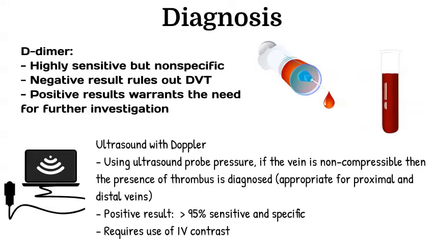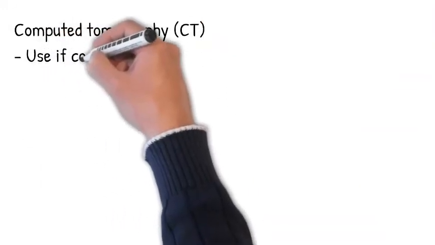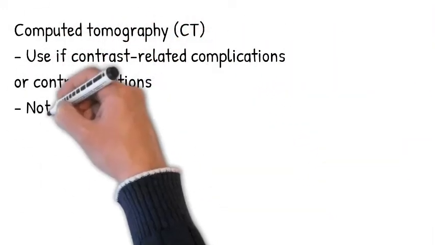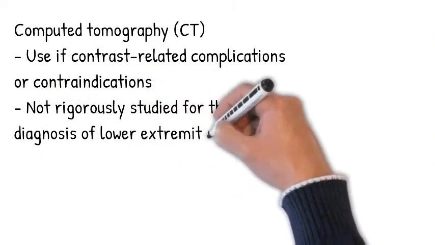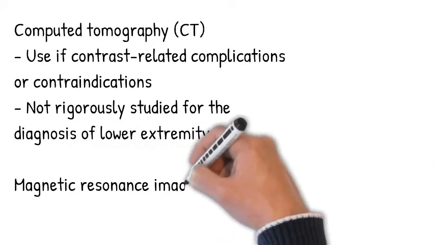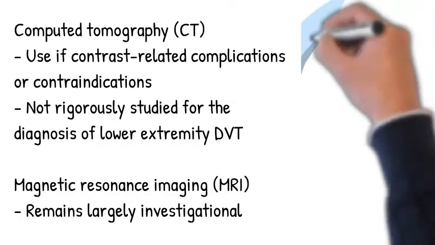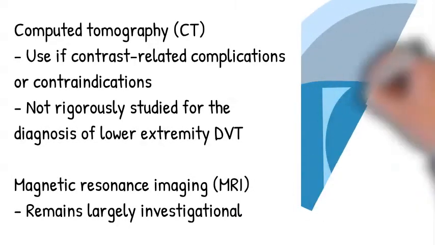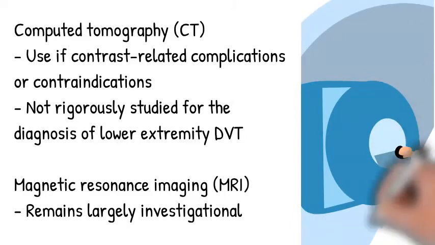We may be able to do a CT scan, which is computed tomography, but this is not rigorously studied for the diagnosis of lower extremity DVT. So that's the downside. The third option, which is actually not even very frequently utilized, is an MRI or magnetic resonance imaging. And this remains largely investigational. There's not a lot of data to show that this could give you a correct diagnosis.